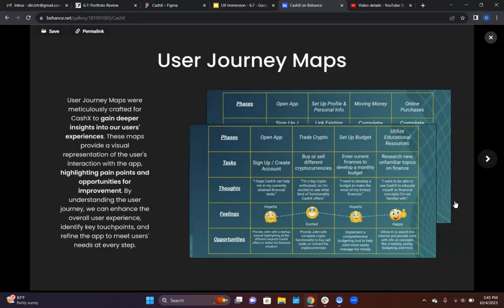Then we moved on to creating some user journey maps. These were crafted to help gain insights into how our users felt when interacting with similar apps or what they would want from our app. These maps help provide a visual representation of users' interaction with the apps. Again, helping us understand where they struggle with similar apps and uncovering some opportunities for improvement.